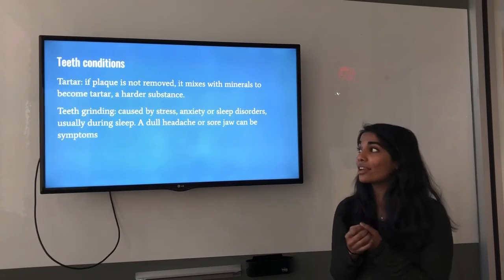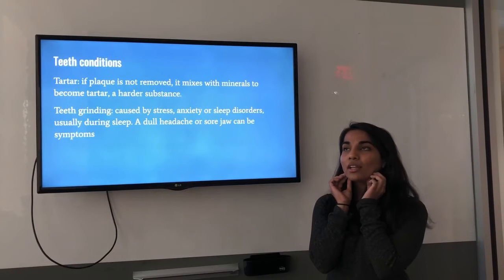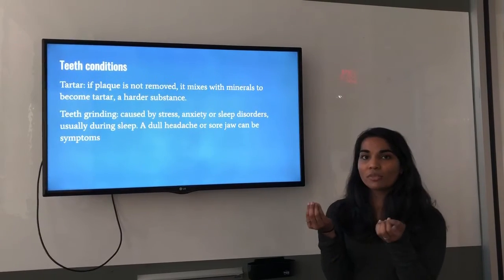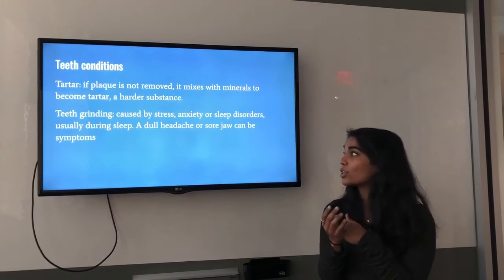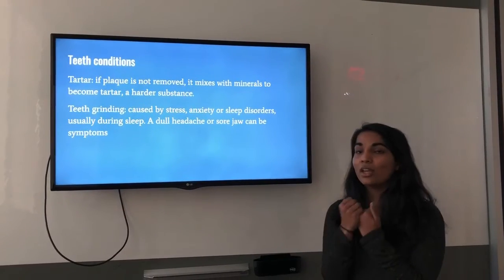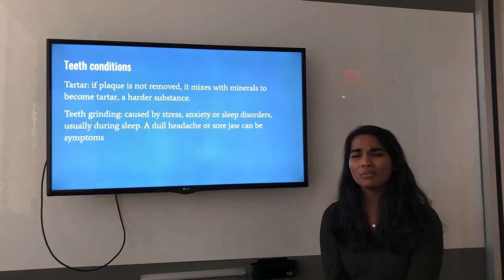And teeth grinding is something that happens when you're asleep and your jaw shifts back and forth, and you're not doing it on purpose, it just happens in your sleep, and when you wake up you can feel a headache or just a sore jaw as symptoms, and you know that you have teeth grinding in your sleep because of stress or anxiety or whatever going on.